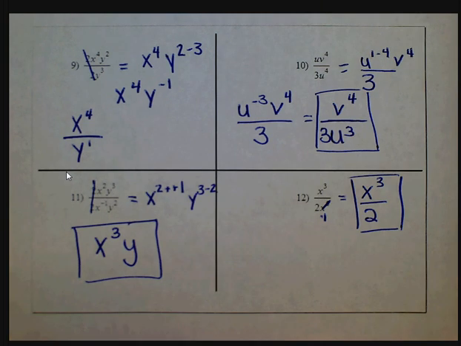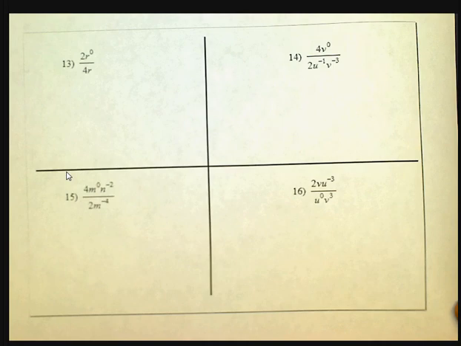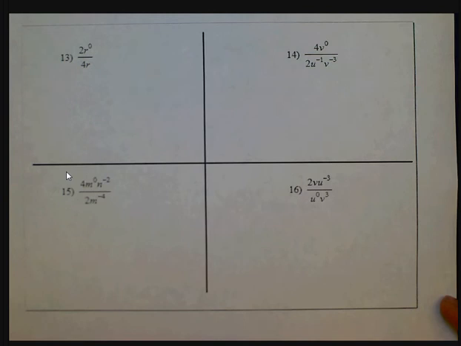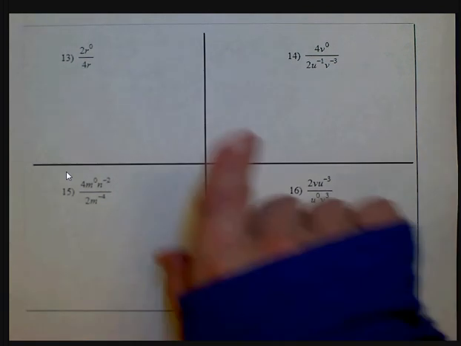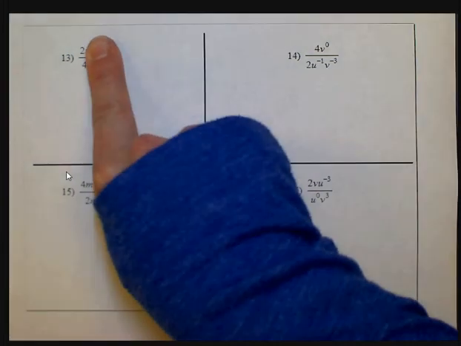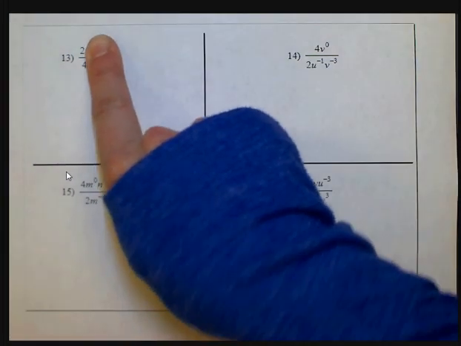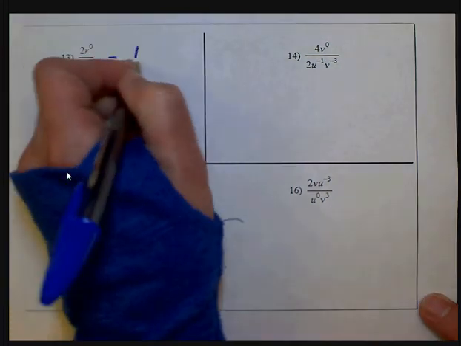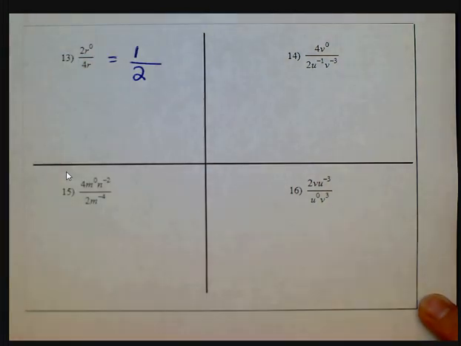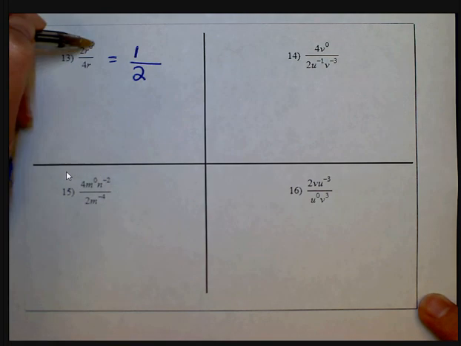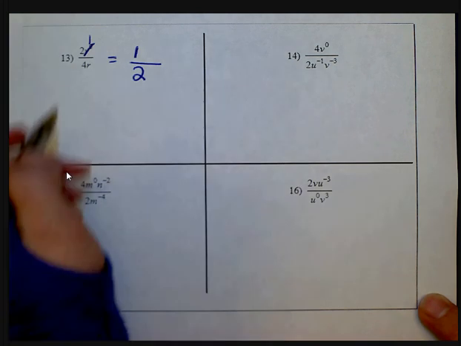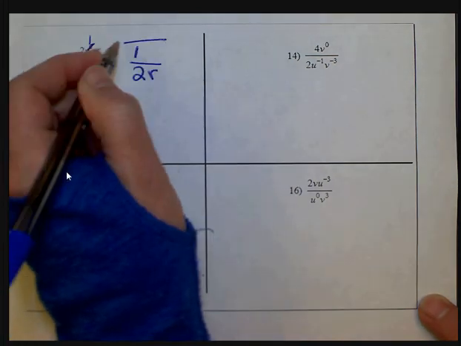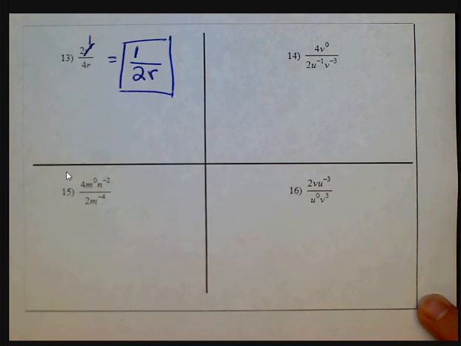All right, I have 4 more problems for you. Number 13, 2r to the 0 divided by 4r. So I'm going to look at the numbers first. 2/4 can reduce to 1/2. So I'm going to reduce that. I'm going to put 1 over 2. Now I'm going to deal with my r's. I see I have an r to the 0 power, so remember anything to the 0 power is 1. So that goes away. Now I'm left with my r on the bottom, so I keep it there, and my final answer is 1 divided by 2r.